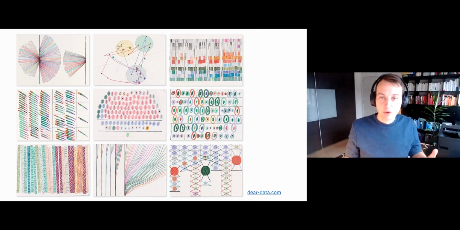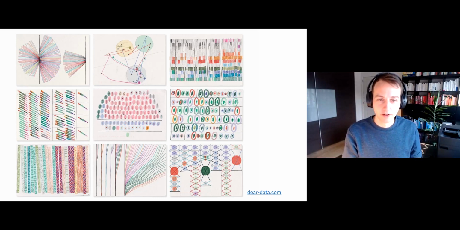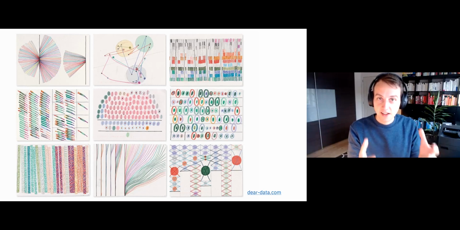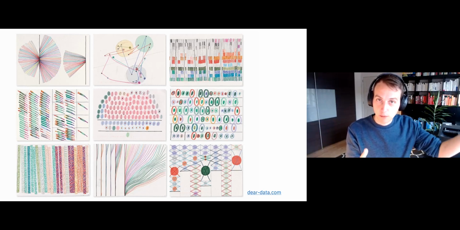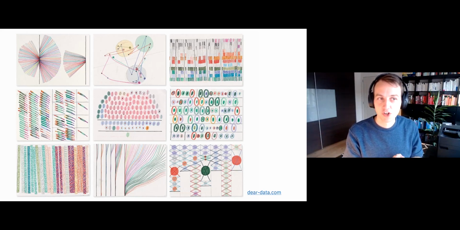But at the end of the project, all of the 104 postcards became a very successful book and a popular website, but they were also acquired by the Museum of Modern Art in New York, where they're now part of the permanent exhibition. So if your hand-drawn data visuals can become part of the exhibition at the Museum of Modern Art, then I think that fully proves my point that it really doesn't matter that much which tool you are using.